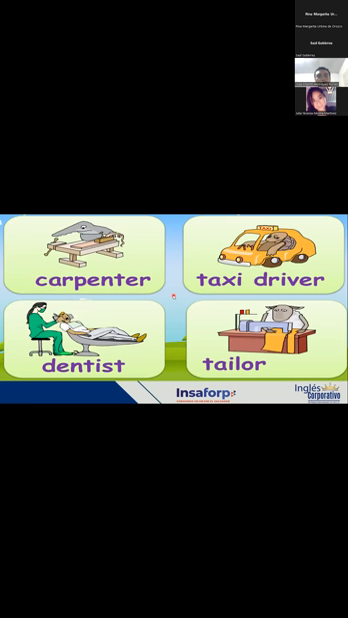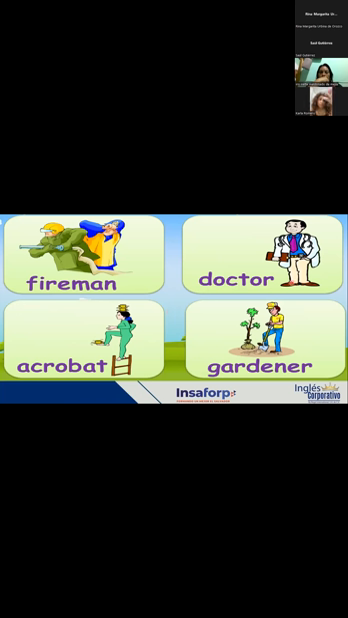Let's move on. Carpenter, taxi driver, dentist, tailor. Carpenter, taxi driver, dentist, tailor. Zulma, go ahead. Carpenter, taxi driver, dentist, and tailor. Thank you very much. Let me see Julia Yesenia. Yes, teacher. Carpenter, taxi driver, dentist, tailor. Tailor. Very good. Let's move on.